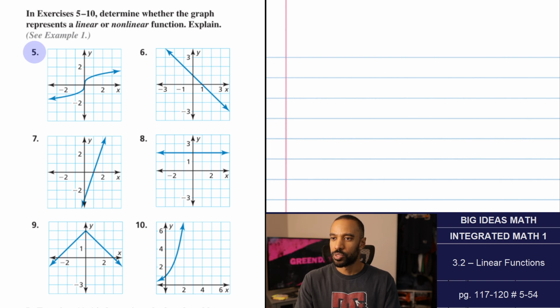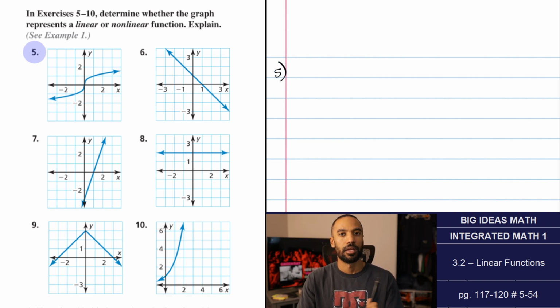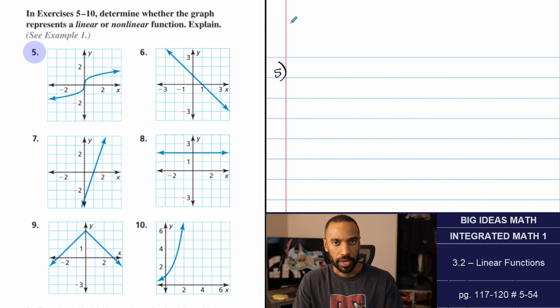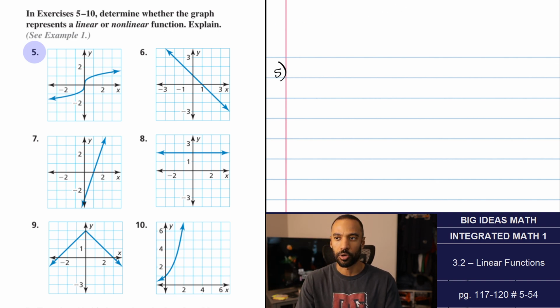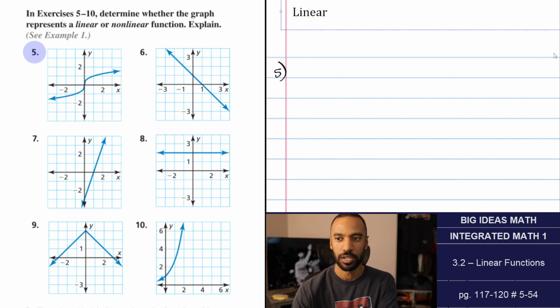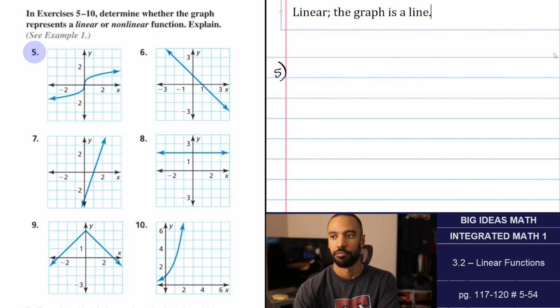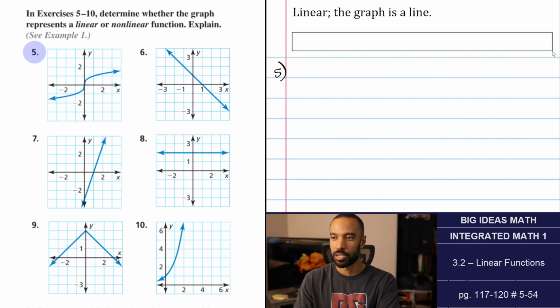On numbers 5 through 10, determine whether the graph represents a linear function or not. Explain. Now, pardon me as I do not copy the problems over. I'm going to leave them as they are. So for numbers 5 through 10, I'm just going to answer the basic question here. Does it form a line? So here's what I'm going to do. I'm going to create a template above for myself. I'll say it's linear because the graph is a line, versus nonlinear because the graph is not a line.